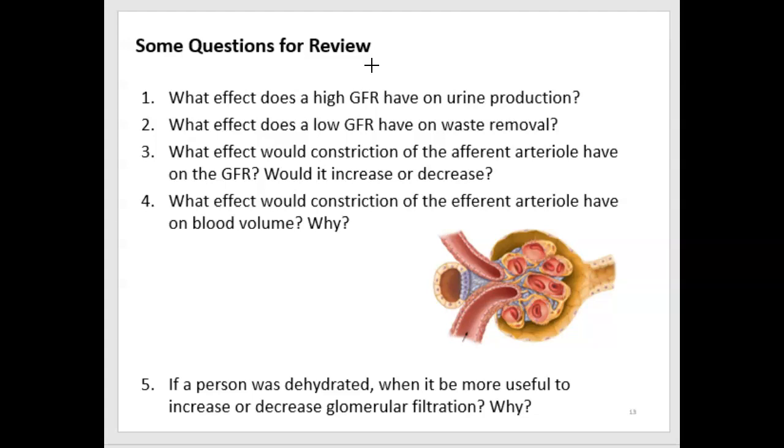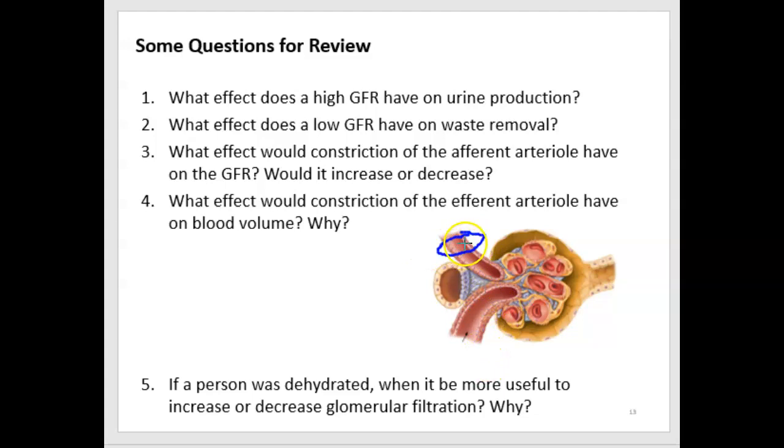The third question is, what effect would constriction of the afferent arteriole have on GFR? Well, if you constrict it, you're constricting blood flow, so GFR would go down. It would decrease. The fourth question is, what effect would constriction of the efferent arteriole have on blood volume? And why? Wow, that's really complicated. Okay, so first of all, if you constrict this efferent arteriole, I made up these questions. I don't know why it's so confusing for me.